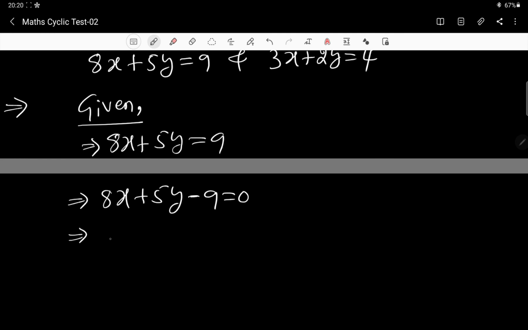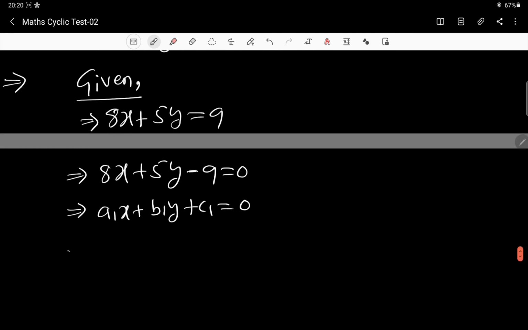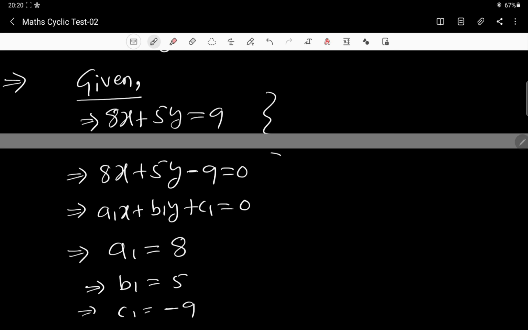So this one you are going to compare with a1x plus b1y plus c1 is equal to 0. Then you are going to get all the values. What are they? a1 is equal to 8, b1 is equal to 5, and what is the value of c1? The c1 is going to be minus 9. So this is for sure, 100% it must happen.